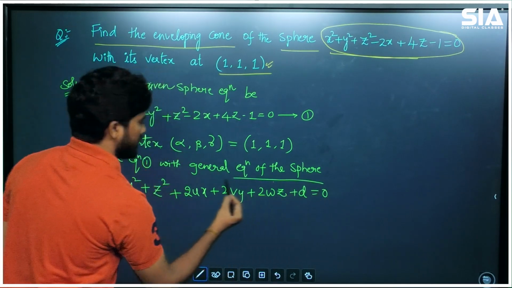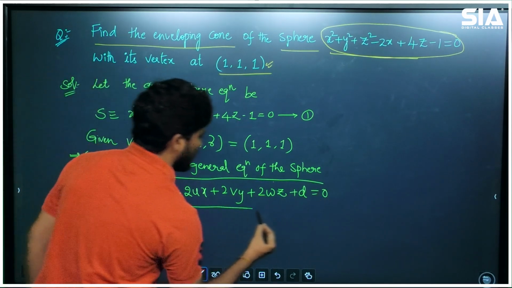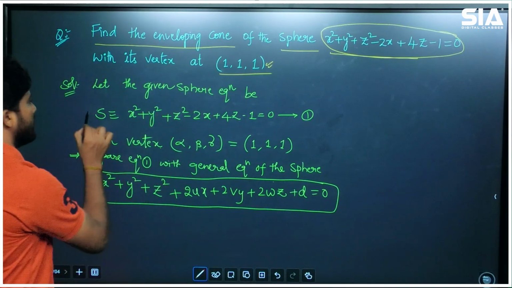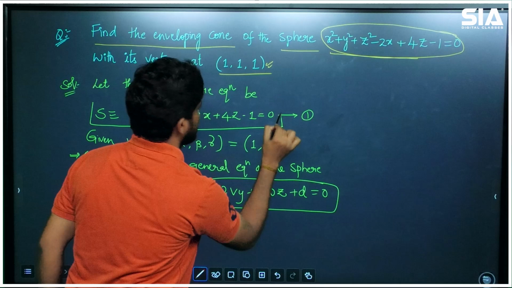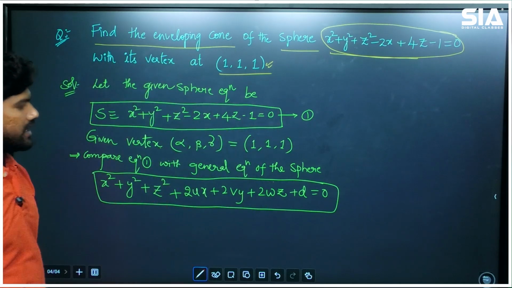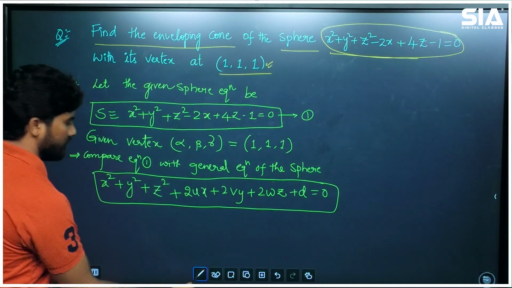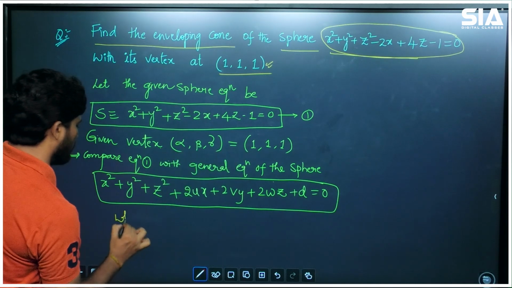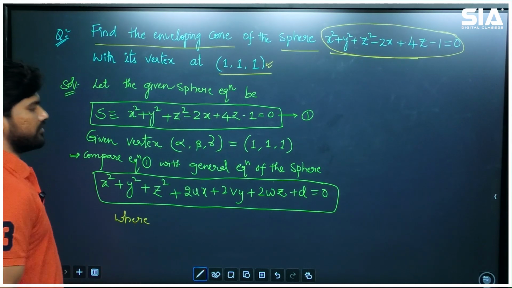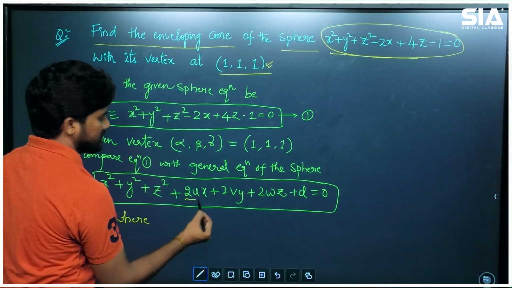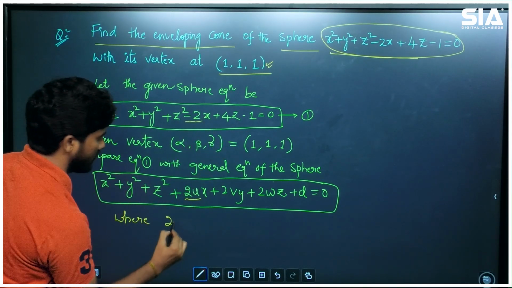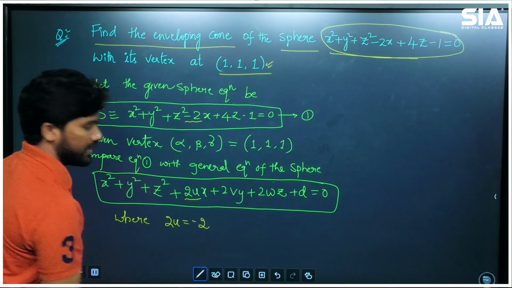So in the first unit you studied this sphere equation very well. Now, given equation number 1, capital S is equal to this given sphere equation. Compare it with the general form. If you compare both equations, what is the x coefficient here? The x coefficient is 2u. Here, the x coefficient is minus 2. So 2u is equal to minus 2.